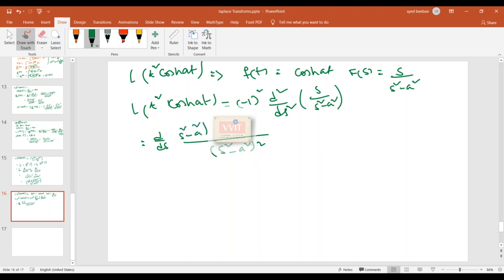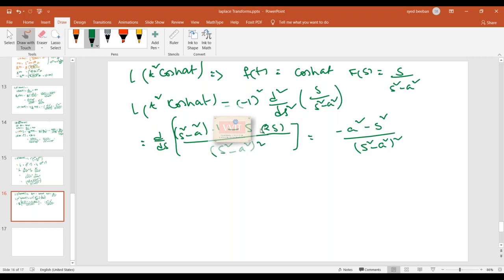Guys, the purpose of explaining the two methods is that sometimes this method is comfortable, sometimes that method is comfortable. So if you are aware, it would be good. Differentiation of numerator is 1, minus numerator, differentiation of the denominator is 2s. And further simplification here, which is equal to s square minus a square minus 2s square. So minus a square minus s square by s square minus a square whole square.